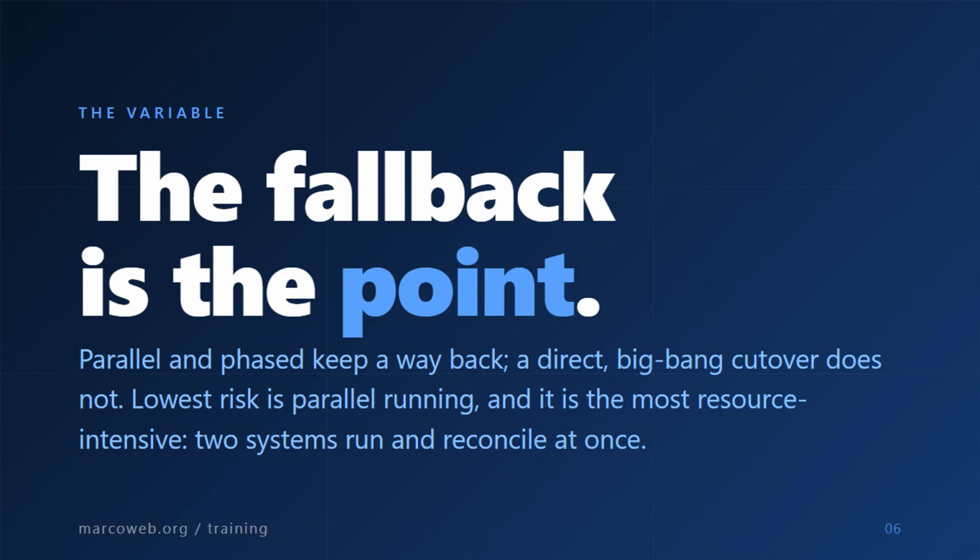What separates the low-risk options from the high-risk one is the fallback. Parallel and phased keep a way back, a direct cutover does not. That is why parallel running is the lowest risk choice and also the most resource-intensive. When a question asks which changeover carries the least risk, it is parallel, precisely because the old system stays live to compare against and fall back to.